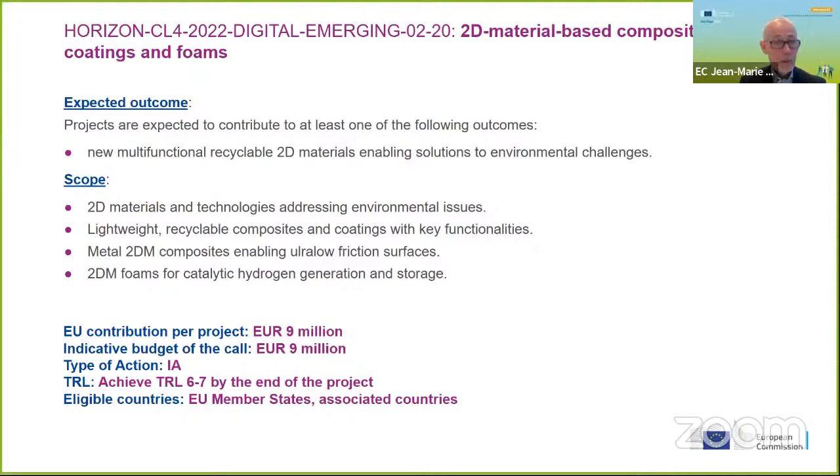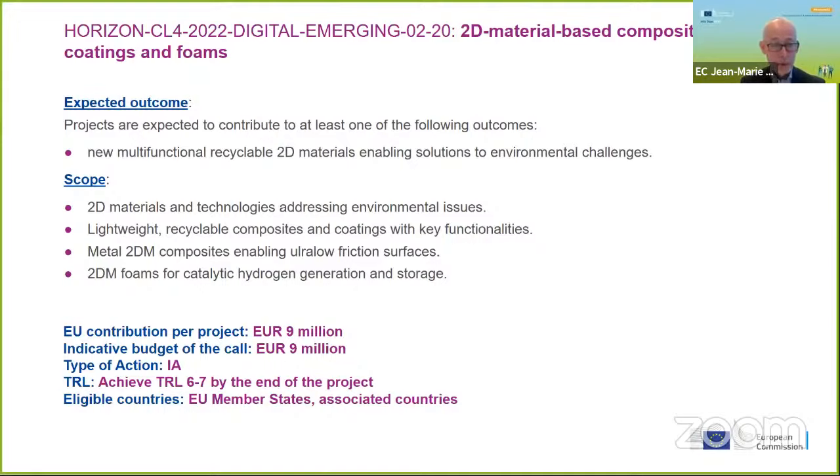A second element in the call text is the development of lightweight recyclable composites and coatings with key functionalities. And here again, the call text mentions several of these possible functionalities. The third topic in scope is the development of metal 2D material composites enabling ultra-low friction surfaces. And finally, the development of 2D material foams for catalytic hydrogen generation and storage.